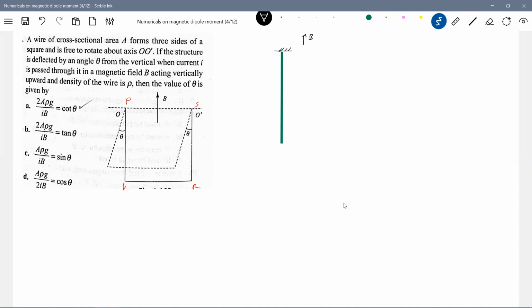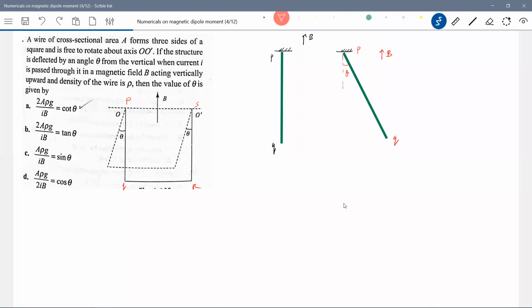And the B field is like this, and this is PQ. Hope I'm able to give a better diagram with this one. We'll make a plane diagram. Now it will get inclined. This is P, this is Q, this is the angle with B, so this will make an angle theta. Now, it's telling us it's in equilibrium.